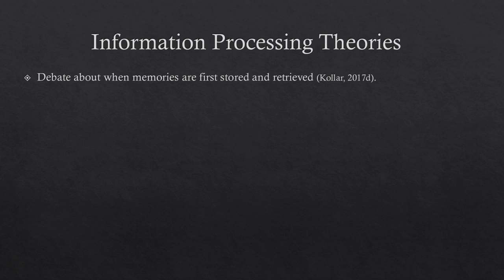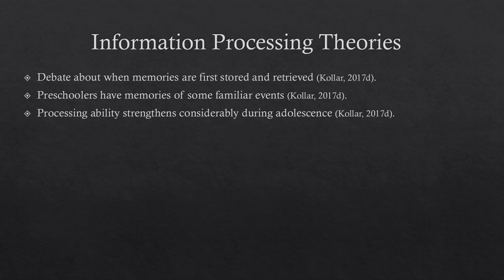There is some debate about when memories are first stored and retrieved in terms of age. Some preschoolers have memories of familiar events. Processing ability definitely strengthens considerably during adolescence. It improves greatly as you get older, but during the adolescence time period, that's when children are better at processing information, their speed of processing, and their attention all seem to get stronger and better focused.